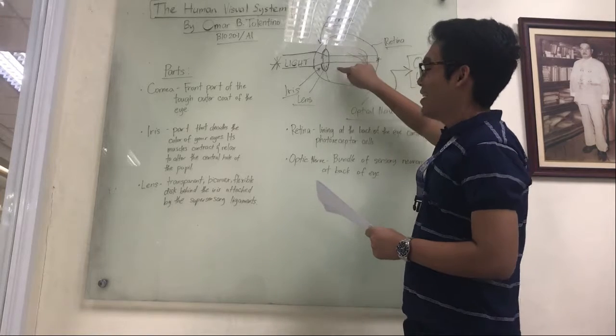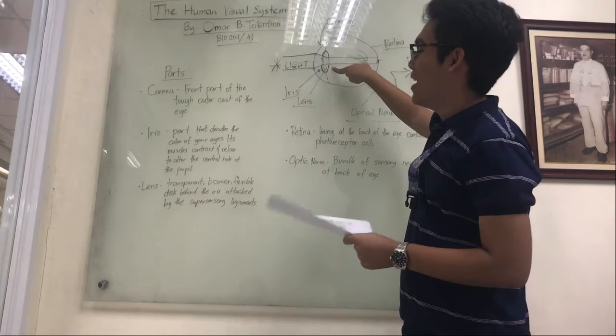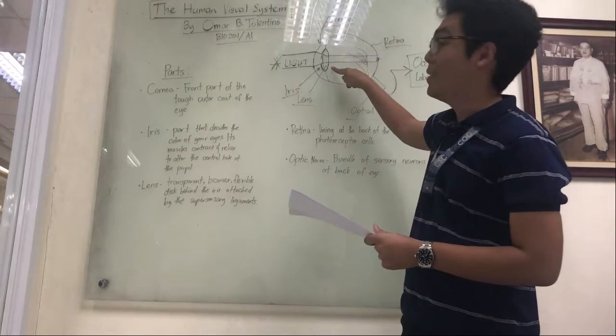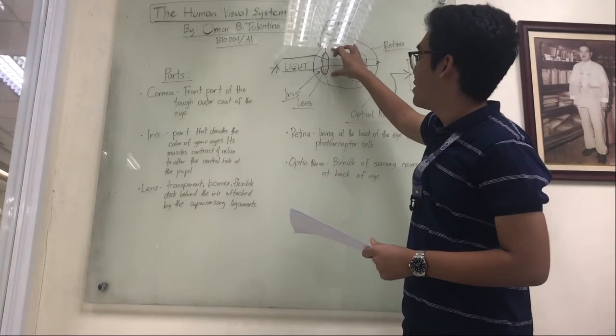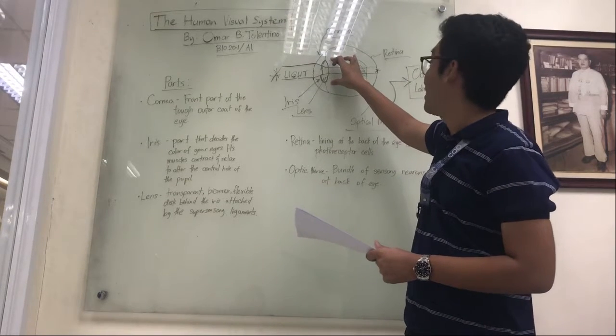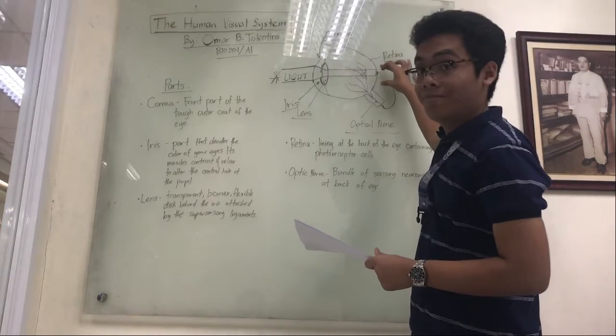The lens is a transparent, biconvex flexible disc behind the iris attached by the sensory ligaments. This part is responsible for focusing the light of the object to the retina.